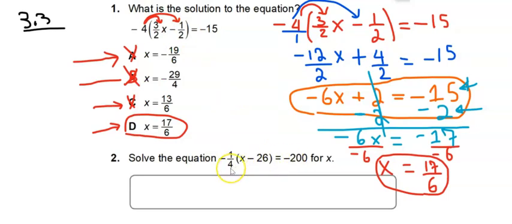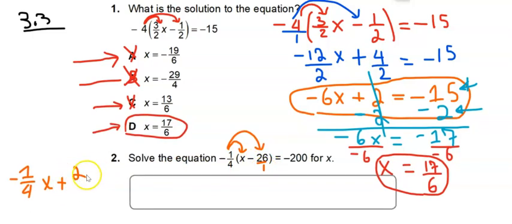Do you guys want to get rid of this fraction right away, or do you want to use the distributive property? Distributive property. Okay, do what we just did with number 1. I'm going to speed things up a little with number 2. I'm going to take negative 1 over 4 and multiply it to x. What's negative 1 over 4 times x? Negative. Good. Then I take negative 1 over 4 times negative 26. What's a negative times a negative? Positive. And what's 1 times 26? 26 over 4.